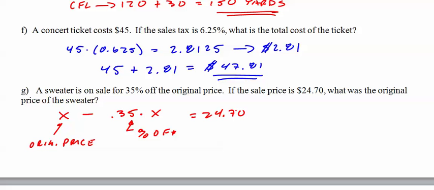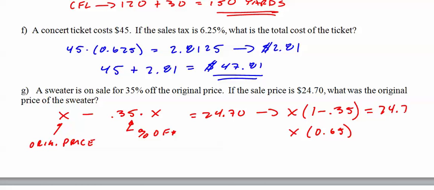Now, unfortunately, the way I've set this up, you need to know how to factor to get it. So it's just opposite of distributing. We take the x out. So that leaves us 1 minus 0.35. And that gives us a hint to another way to do it. We could have probably just said that means we keep 65% of the price, because that's what we're going to get, x times 0.65. That's 24.70. X equals 24.7 divided by 0.65. So the original price is $38.